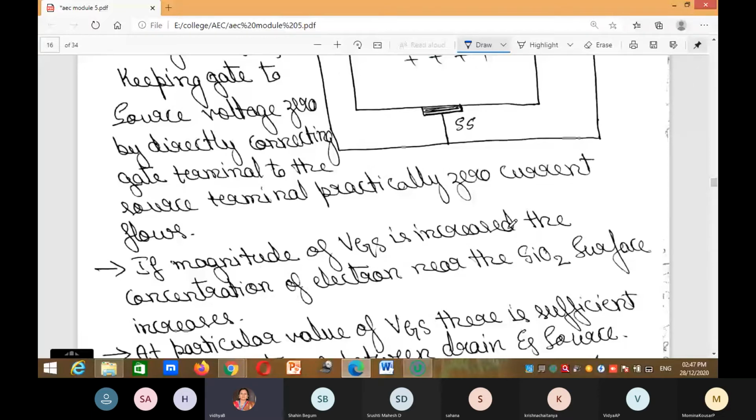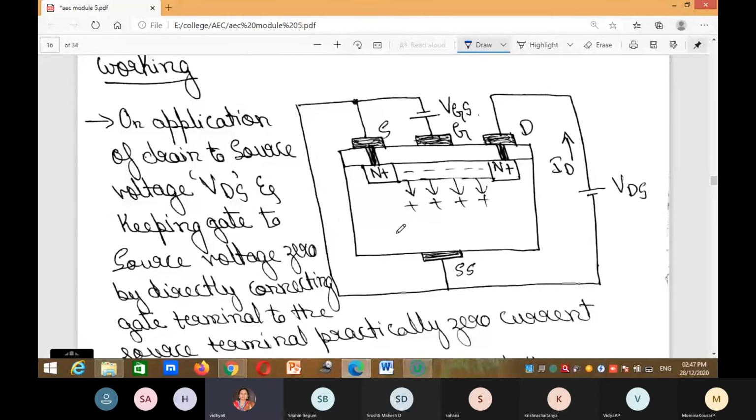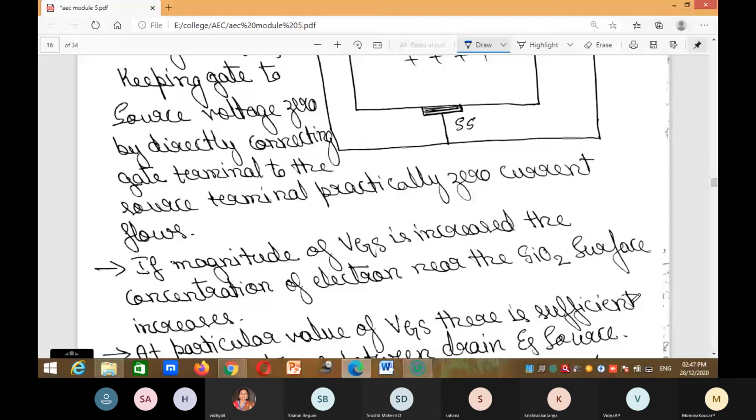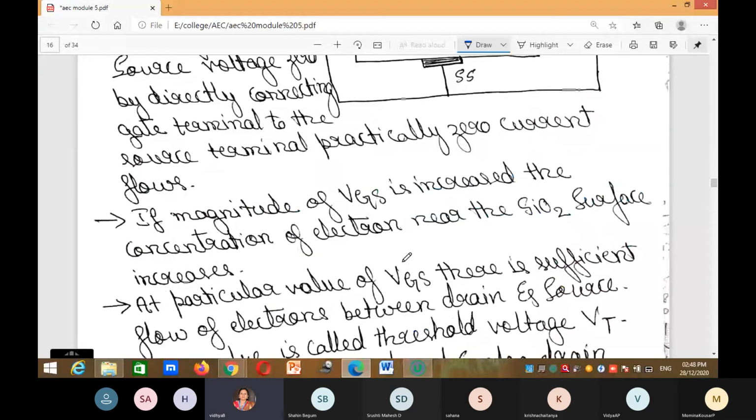If the magnitude of VGS is increased, then what happens? The concentration of electrons near the SiO2, that is silicon dioxide, surface increases. Nearby this surface, the electrons will increase.